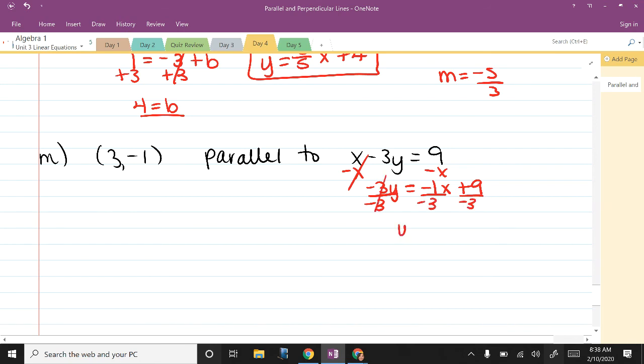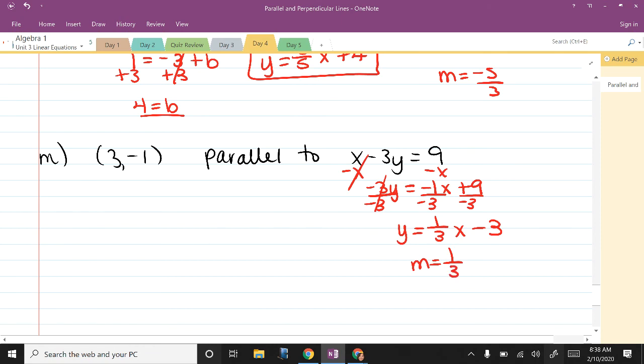So y equals what? 1/3 x. What's +9 divided by -3? -3. Do y'all see where there's a lot of little places you can make a mistake with signs and everything else on that? Be really careful, okay? Don't get in a hurry. Take your time. So their slope is 1/3, right?